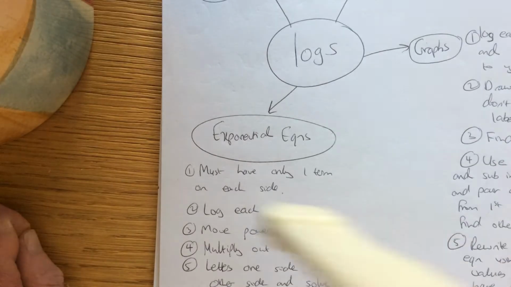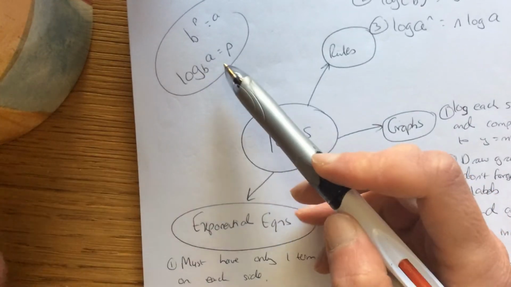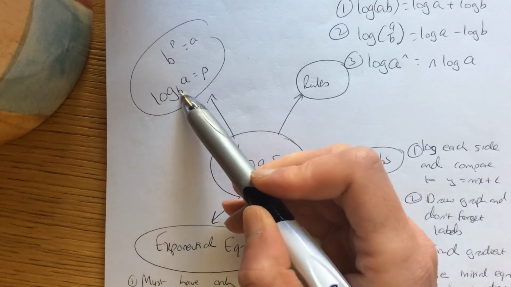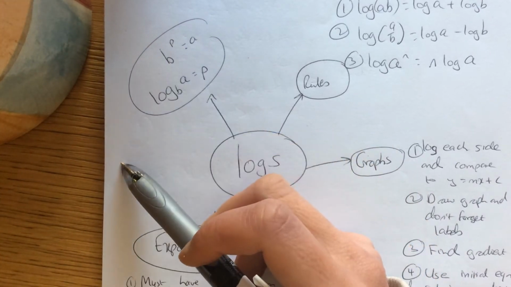Okay, so I'm going to start off now looking at logs. Logs are linked to indices by this. I talk about log BAP. So log, base, answer, power. So that's your base, your answer, your power.